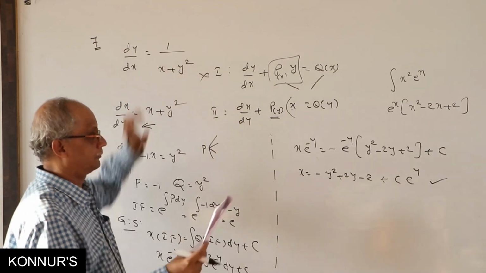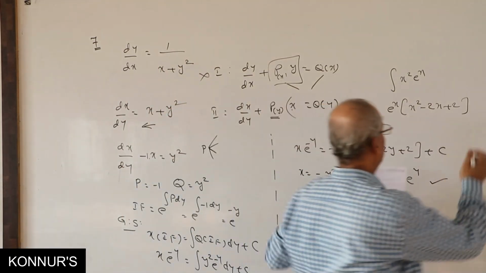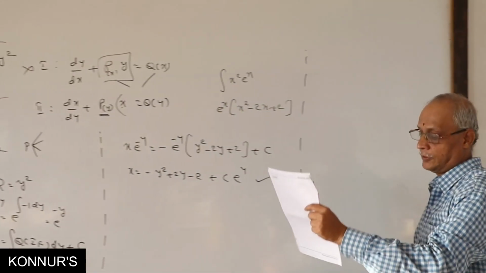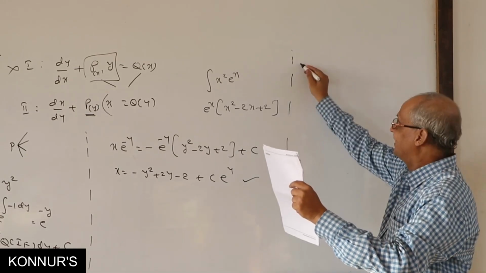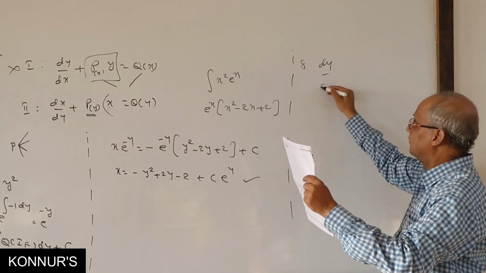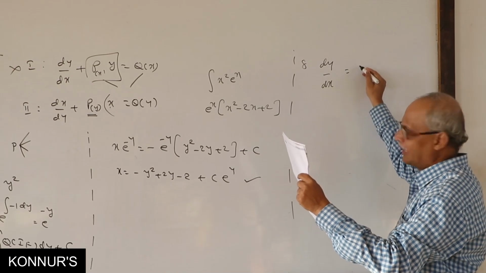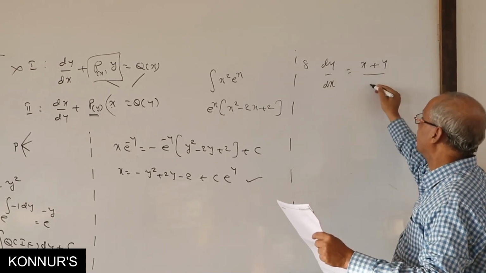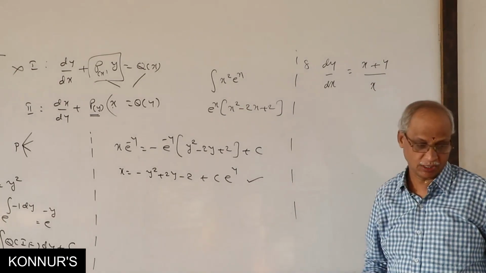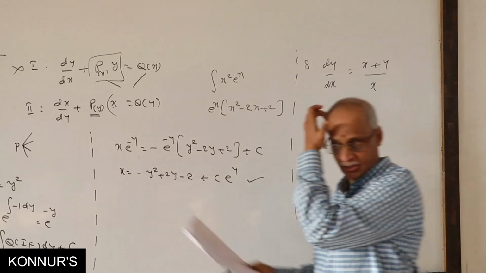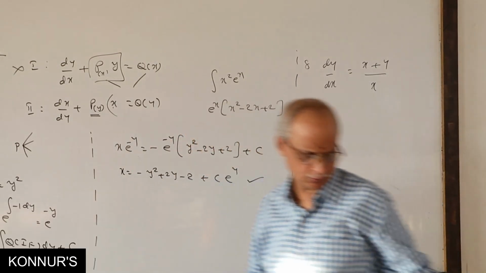Okay. Next. Eighth problem. See, dy by dx is equal to x plus y by x. This combination. It will come in this combination.